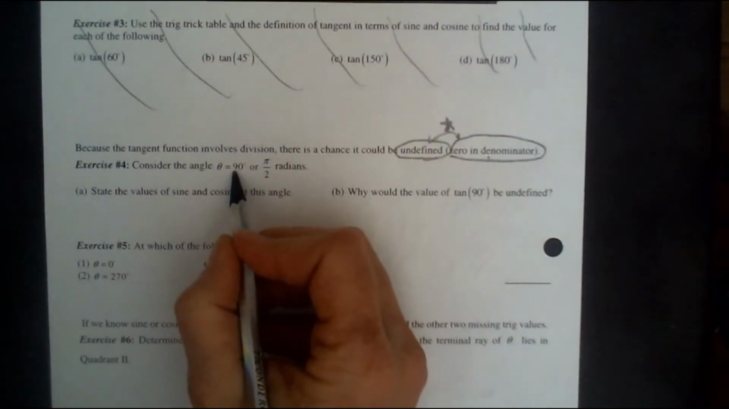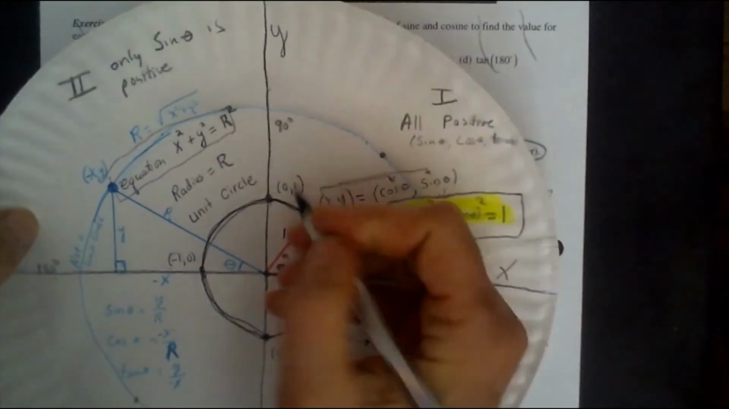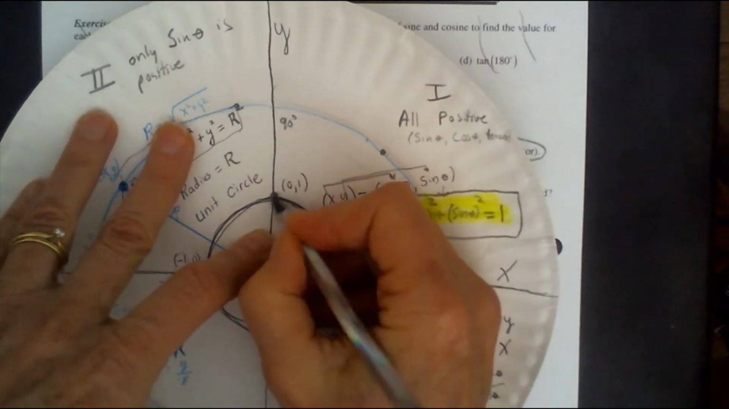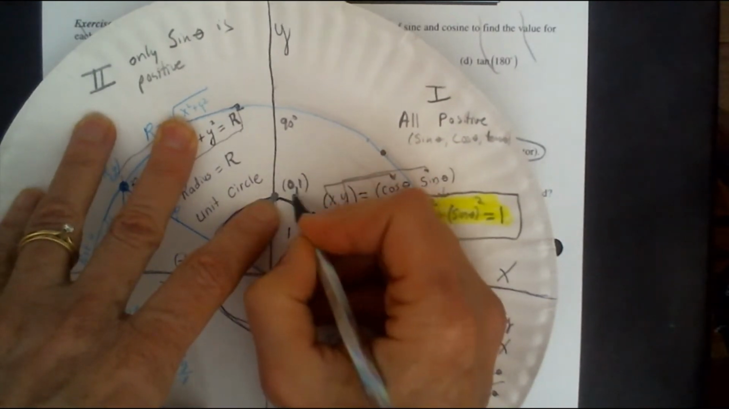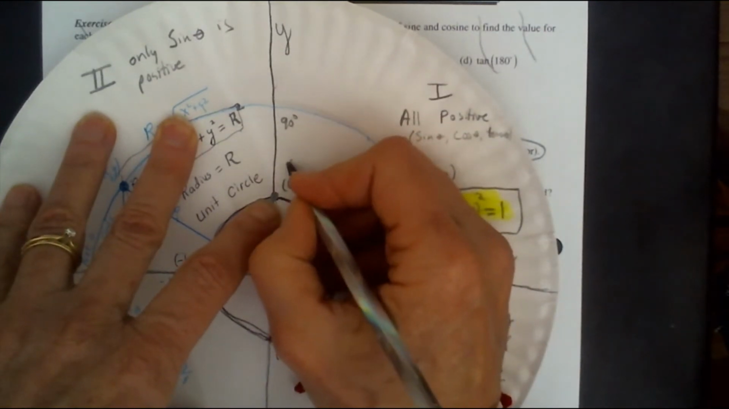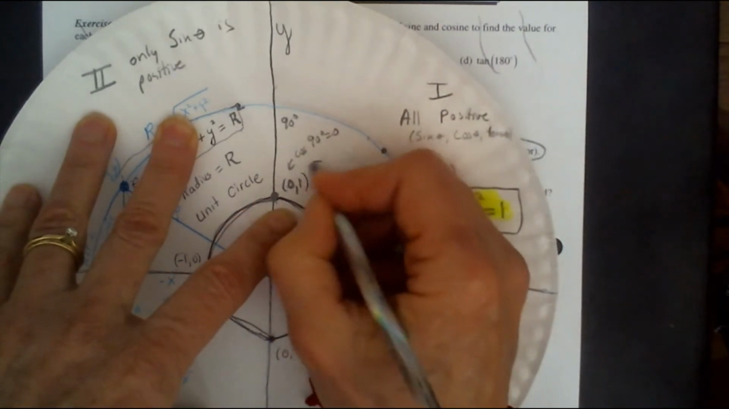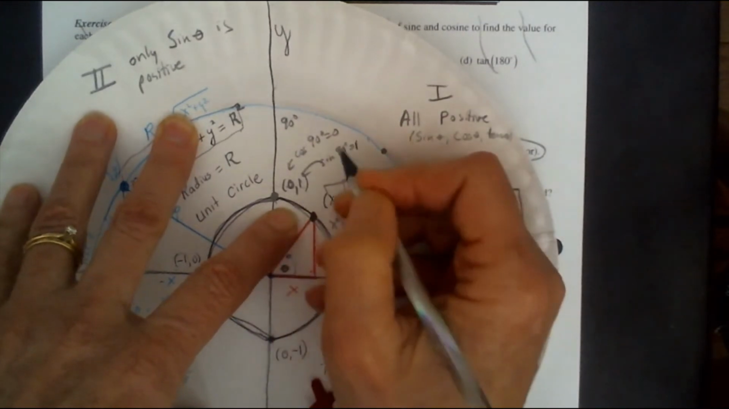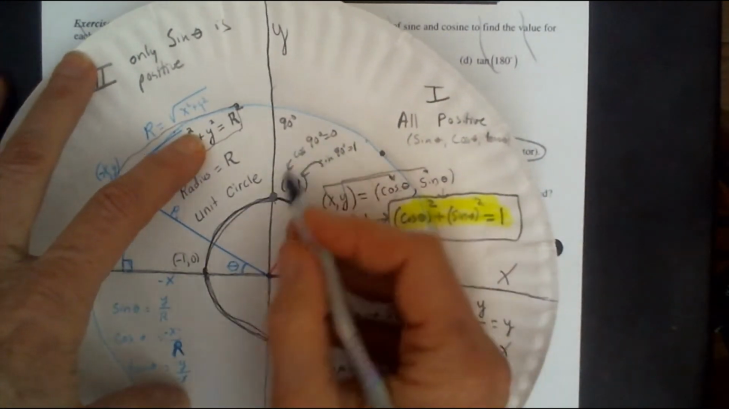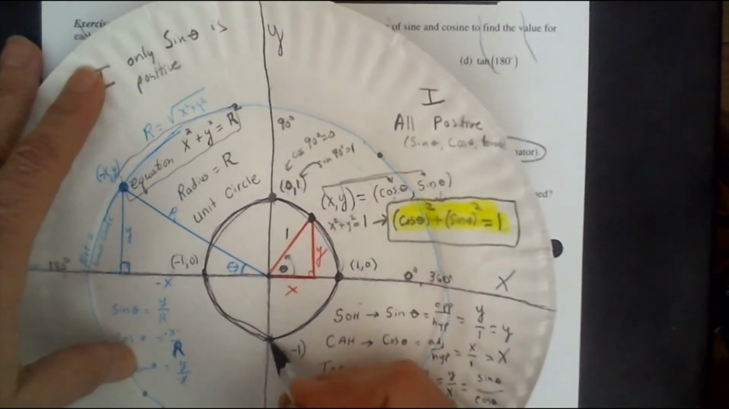So let's take the angle called 90 degrees. And if you want to take your paper plate out, 90 degrees, if you rotate 90 degrees, you're up here. And the point on the unit circle for 90 degrees is 0, 1. And we have just said that the cosine of 90 degrees is 0, the x value, and the sine of 90 degrees is equal to 1, the y value. And it doesn't matter what the angle is, you take the x and it's equal to the cosine of that angle. You take the y, it's equal to the sine of that angle.